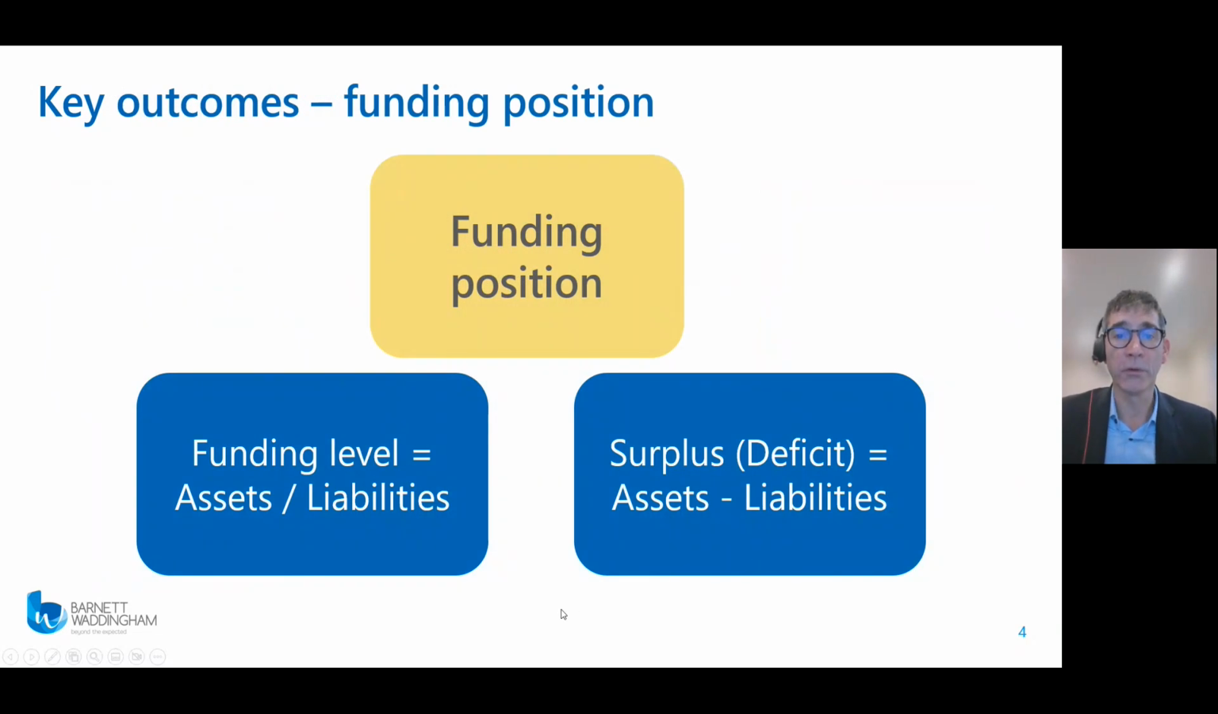Your results will show your financial position, known as the funding level, which is the ratio of the assets to the liabilities. The assets are your share of the fund's investments, and the liabilities are an estimate of how much money you need to pay your members' benefits. If you have a funding level of over 100%, then you'll have a surplus. And if you have a funding level of less than 100%, then you have a deficit.